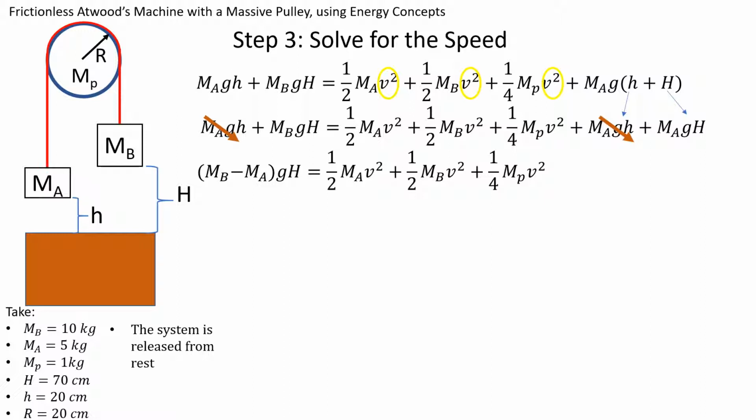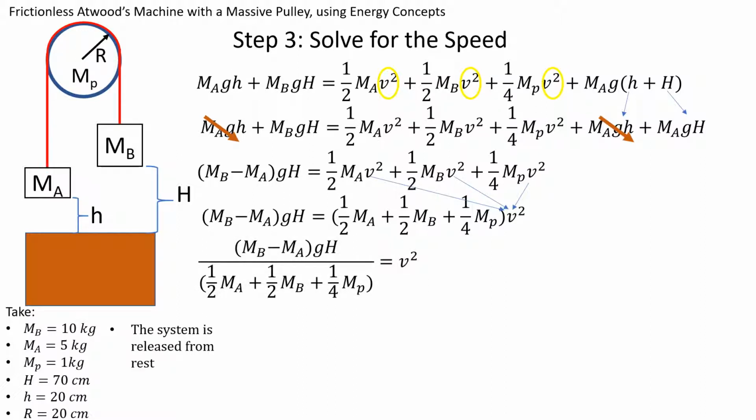Now everything on the right has a v squared in it, so we can factor that out, and we get this coefficient with the masses and these fractions, all times v squared, and the thing on the left is the same as before. So now we can divide by the coefficient on v squared and get this fraction, (MB minus MA) g H over (1/2 MA plus 1/2 MB plus 1/4 MP) equals v squared.